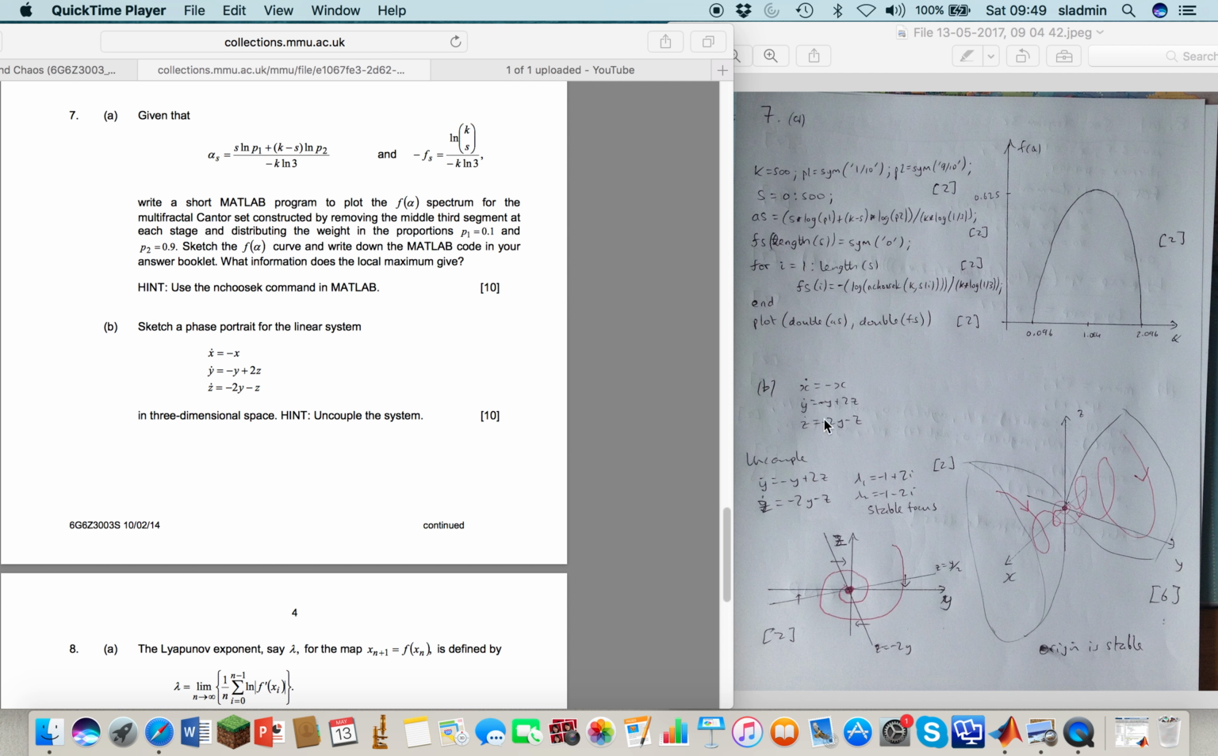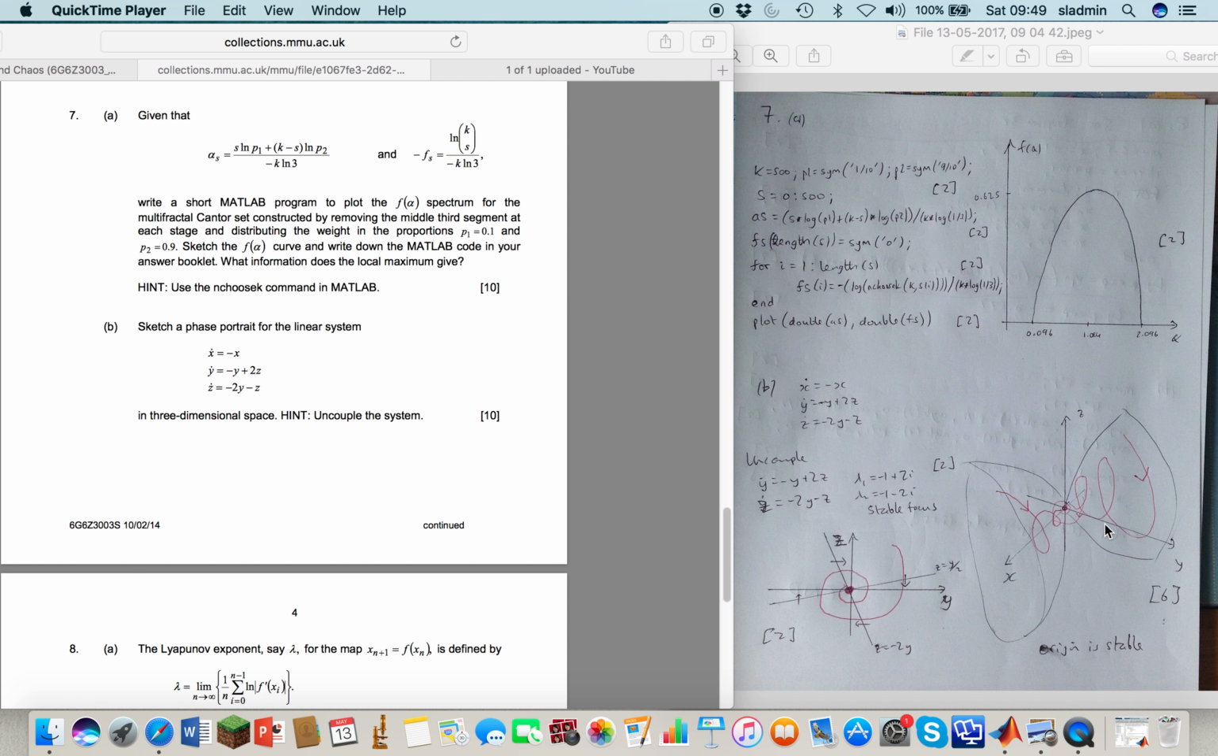For 7 part B, we have this 3-dimensional linear system which can be uncoupled. So you can see we can look at this in the YZ plane. In the YZ plane, again you use MATLAB on this matrix and we get the eigenvalues here. Because the real part is negative, this is a stable focus, and you can plot the isoclines which I've shown here. So here is the stable focus in the YZ plane.